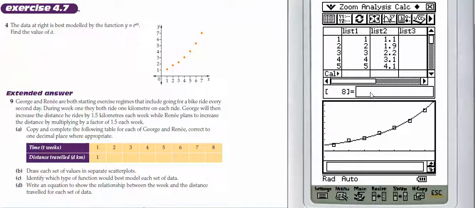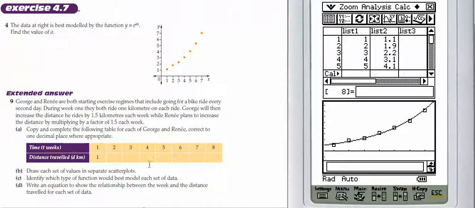Okay, that's part A for number 4. Question number 5. George and Renee are both starting exercise regimes that include going for a bike ride every second day. During week 1, they both ride 1 kilometre on each ride. George will then increase the distance he rides by 1.5 kilometres each week. Renee plans to increase the distance by multiplying by a factor of 1.5 each week.